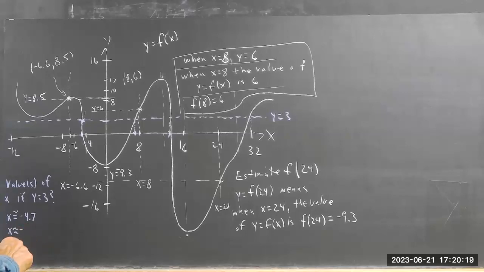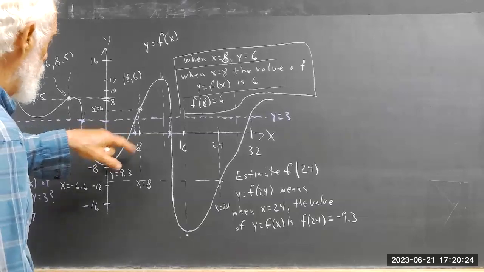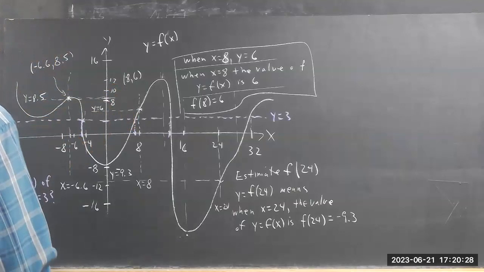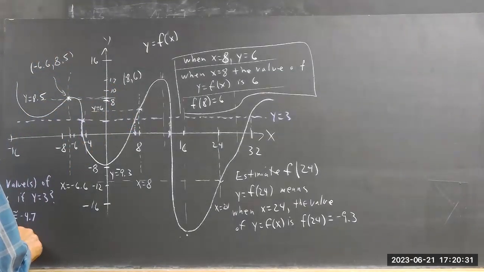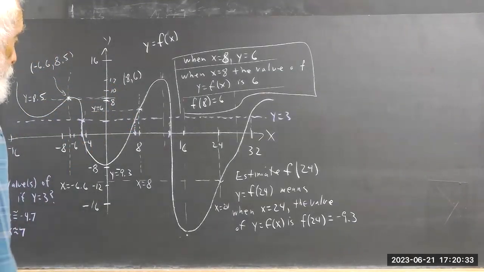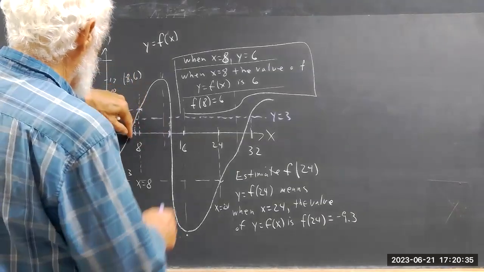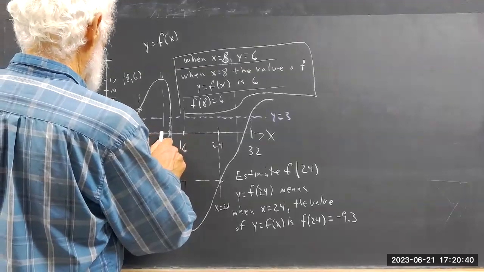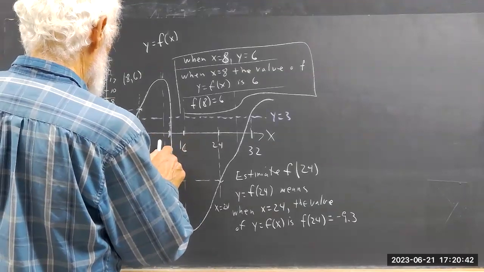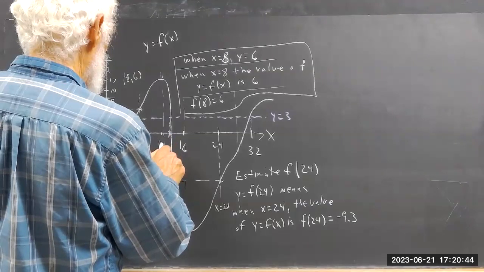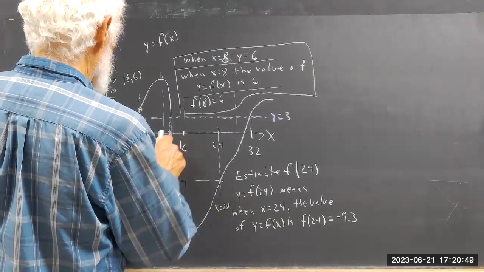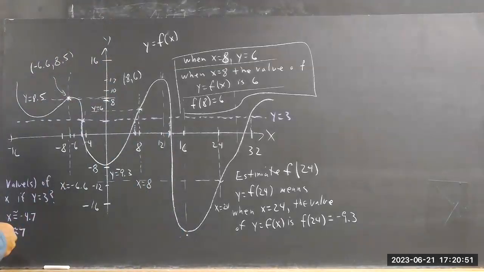X is approximately equal to, it's not negative, I don't know why it's negative there. If that's 8, that's 4, so 6 would be there. I'm going to say about 7. Over here, there's 8, there's 16. Halfway between 8 and 16 is 12. Halfway between 12 and 16 is 14. So 13 would be here. So I'm going to say about 13.3.